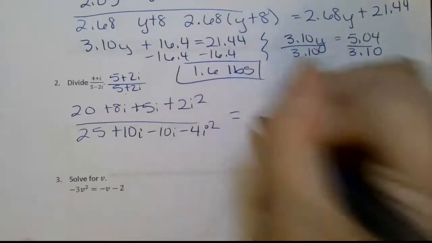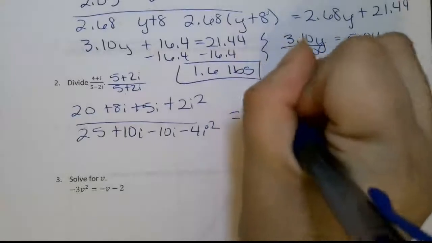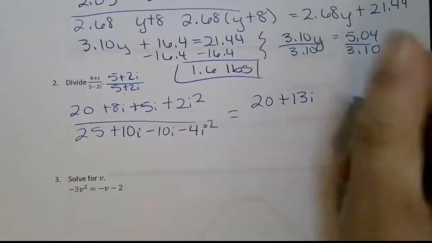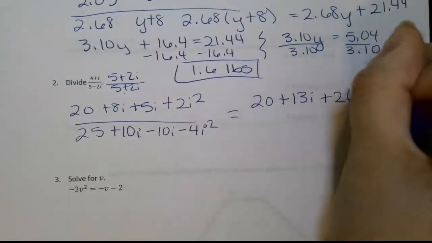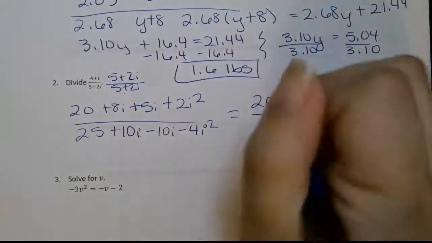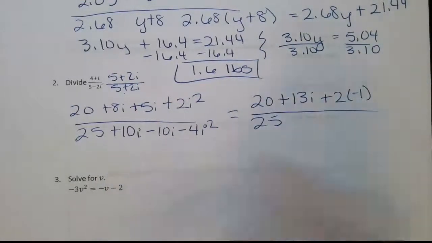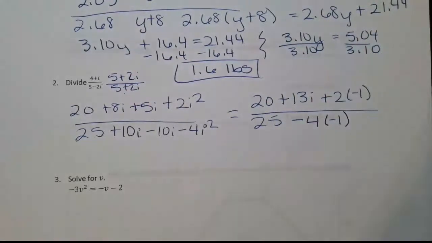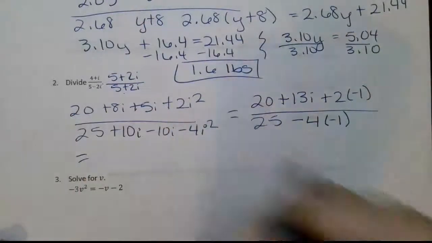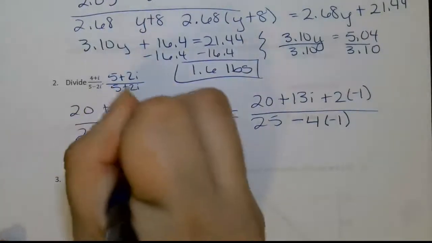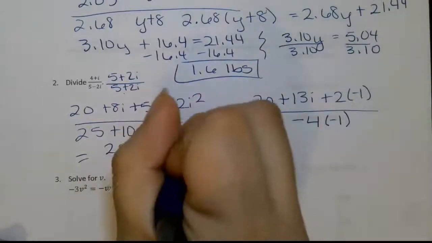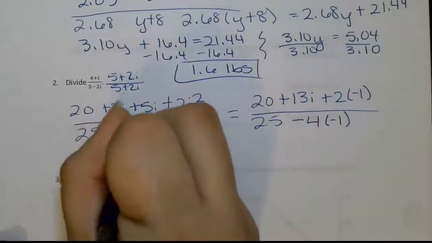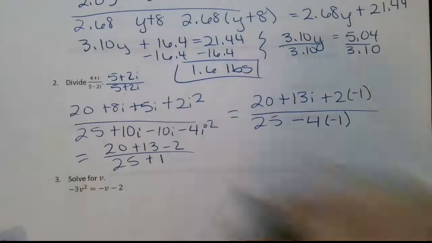And I want to go ahead and simplify by combining like terms. So on the top, I have 20. 8 plus 5 is 13i. I squared, remember, is negative 1. So I have plus 2 times negative 1. On the bottom, I have 25. My 10i's will cancel out. Minus 4 times negative 1. Then I want to combine or multiply. I have 20 plus 13i. 2 times negative 1 is negative 2. On the bottom, I have 25, and negative 4 times negative 1, which gives me positive 4.